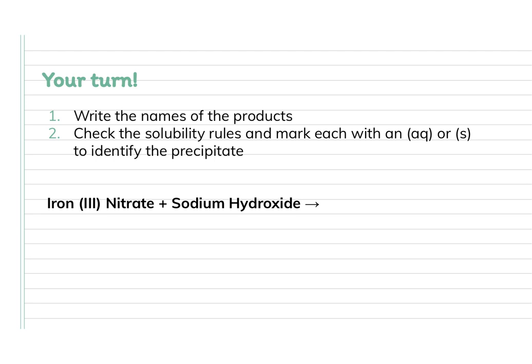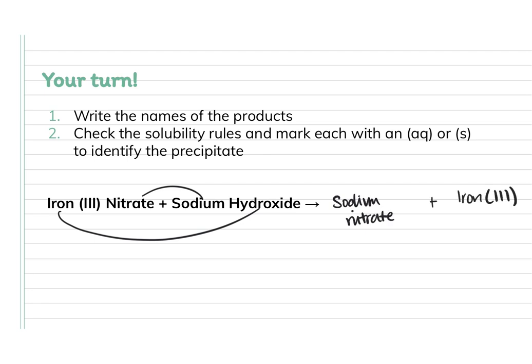Let's try another one. So now we have iron nitrate reacting with sodium hydroxide. The iron goes with the hydroxide, the sodium goes with the nitrate. So I'm going to form sodium nitrate, and I'm also going to form iron 3 hydroxide. Okay, so now I'm going to look at my rules. I remember from the last one, rule number 1, any nitrate is going to be soluble. So I know this is going to be aqueous.